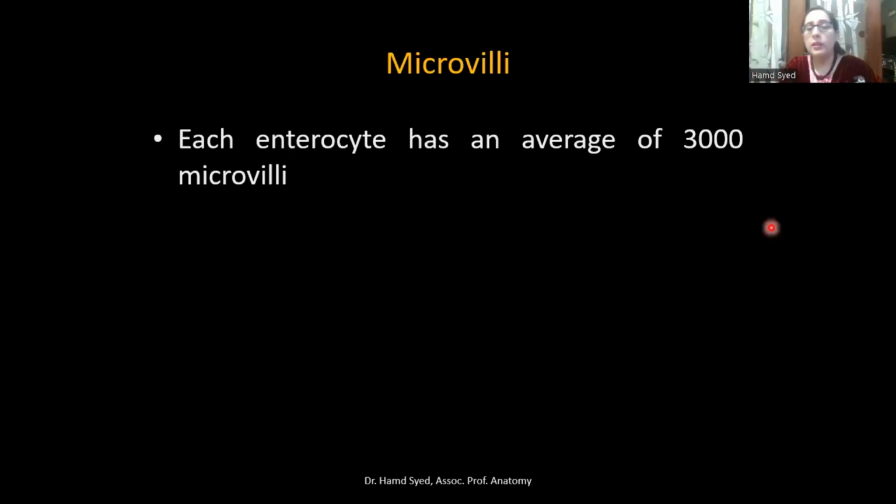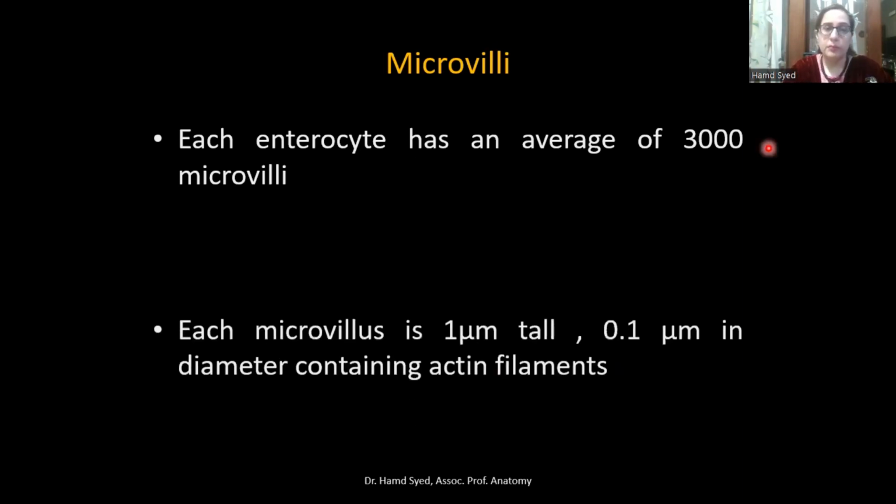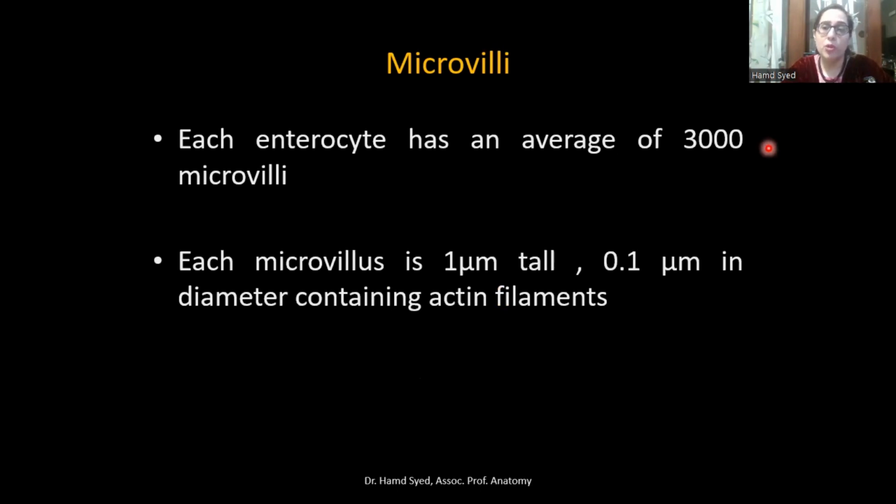So how many microvilli do you think are present on the apical surface of each enterocyte? Well, on average, remember there are about 3,000 microvilli on each enterocyte. And if we want to remember the dimensions of the microvilli, remember each microvillus is about 1 micron tall and 0.1 micrometers in diameter. And like I showed you, it contains the actin filaments.